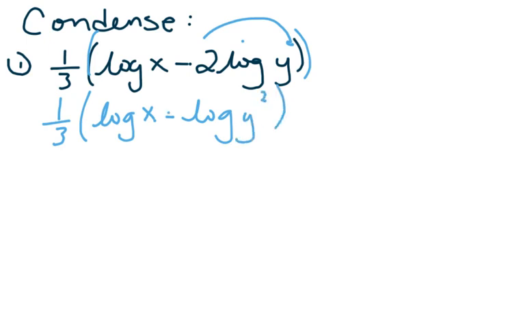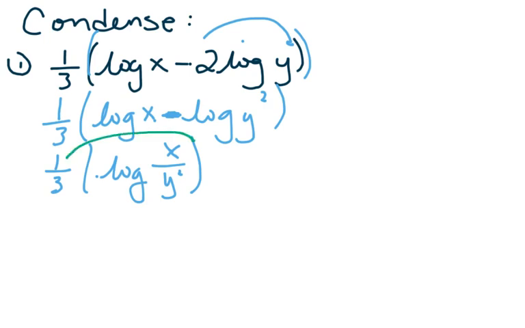Then the minus here is going to condense into division. So I have 1/3 the log, again it's a common log since there's no base, of x divided by y squared. And then I can put that 1/3 back. It becomes a power again, which would be a cube root. So when I put that back as a power, we're going to have the log base 10 of the cube root of x divided by y squared.